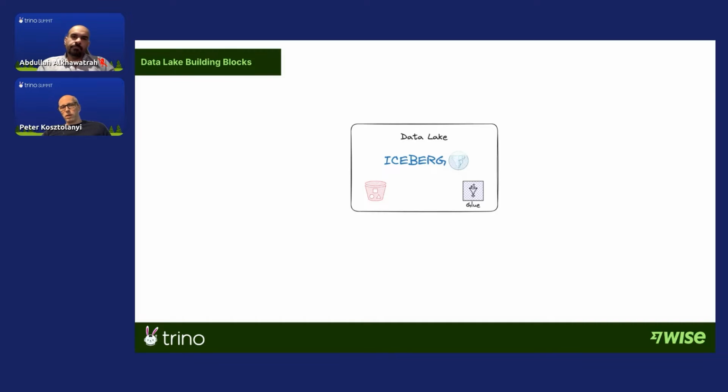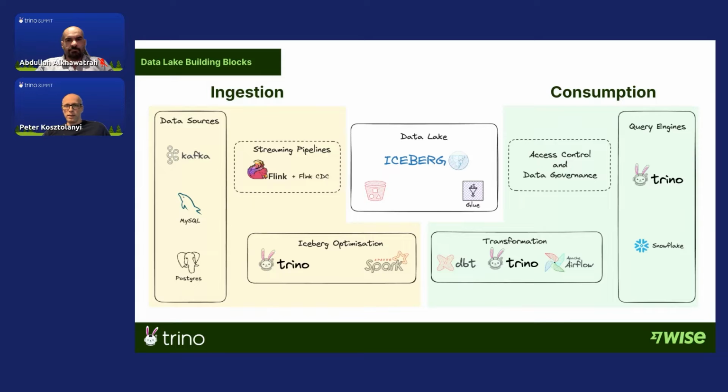So this is how it all started. We selected Iceberg as the core component of the data lake. We backed it up. Wise is running primarily on Amazon, so it was an obvious choice to use S3 and Amazon Glue as storage and data catalog. So this was straightforward. And after that, we started building further building blocks around it. And this is how it looked at the end. Let me go through it one by one.